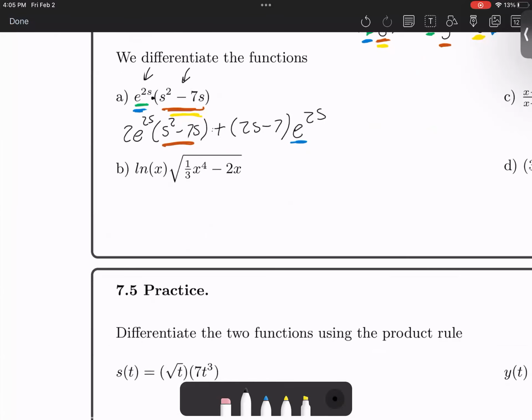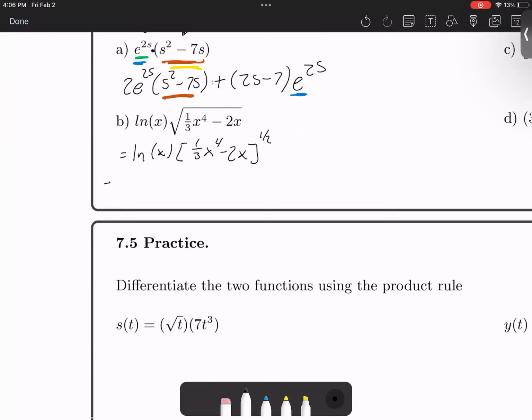All right, let's move through this second one a little bit faster. Here I have a square root, so I'm immediately going to rewrite that before I differentiate so that I can use the power rule. This is equal to natural log of x times 1/3 x to the 4th minus a 2x raised to the 1/2 power.